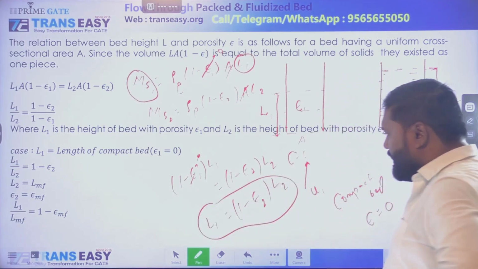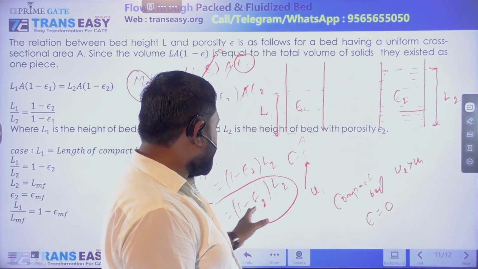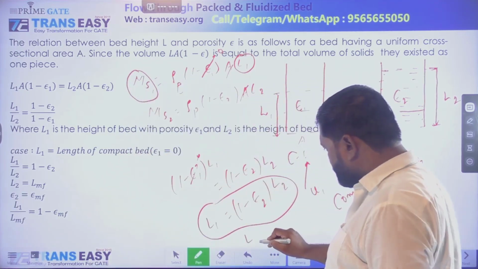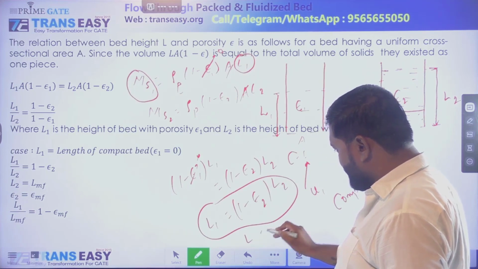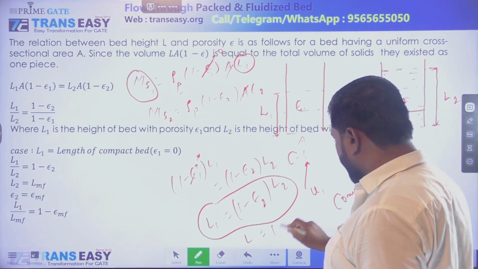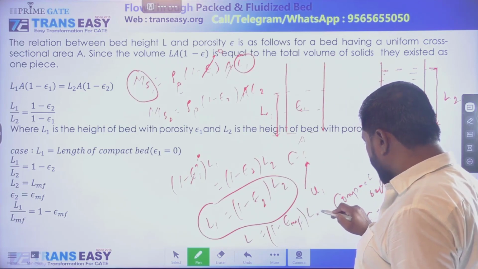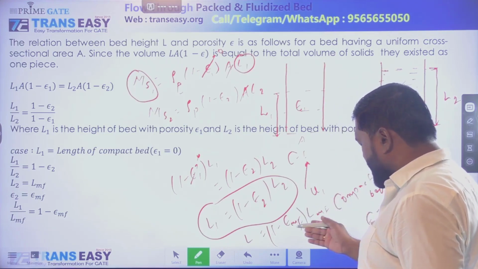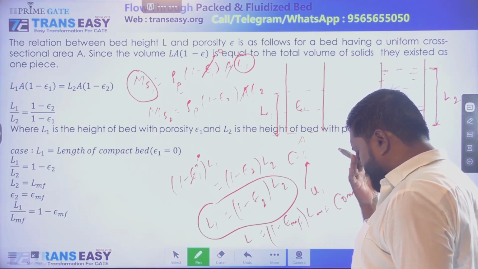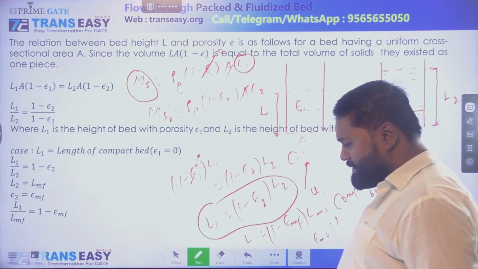सो ये रिलेशनशिप आपका बहुत इस्तेमाल होने वाला है, क्योंकि जितने सारे गेट के प्रॉब्लम है उसमें इनिशियल आपका जो है ना दिया नहीं है, आपसे पूछा जाएगा कि भाई सेकेंड सपोज कर लो फ्लूइडाइजिंग कंडीशन है, right, so L is the initial height of the bed, और सेकेंड हमारा मिनिमम फ्लूइडाइजिंग कंडीशन है, so 1 minus epsilon MF, this is LMF, right, minimum fluidizing height of the bed, minimum fluidizing porosity. If the minimum fluidizing height of the bed is given in the problem, the problem may ask for this minimum fluidizing porosity.